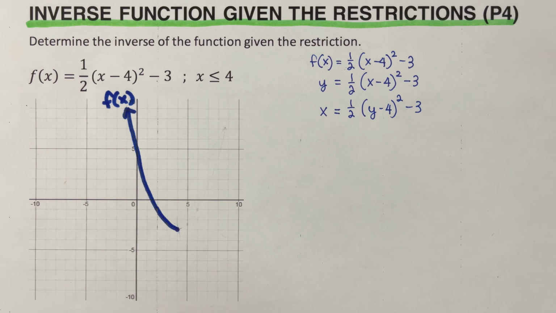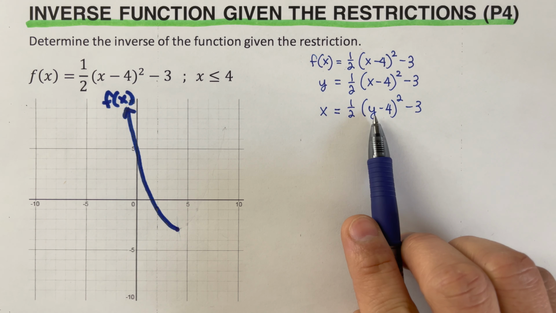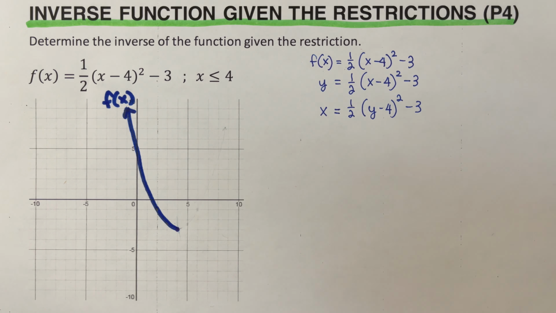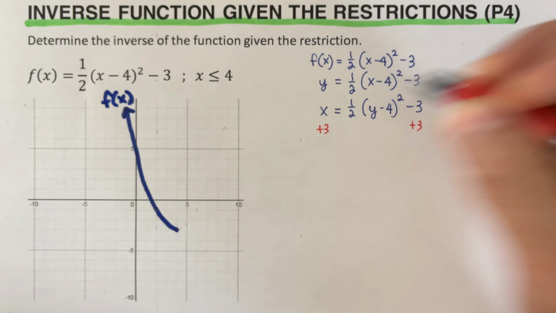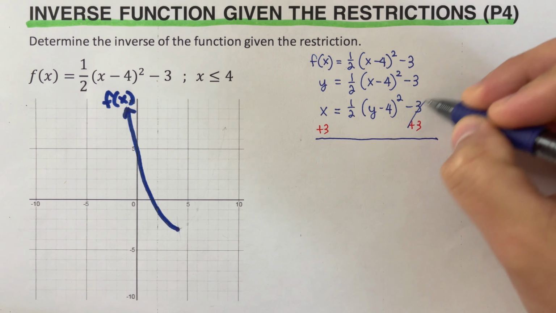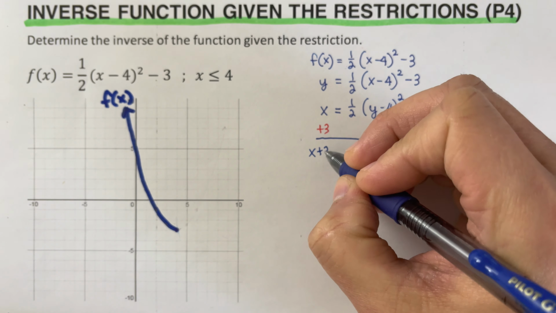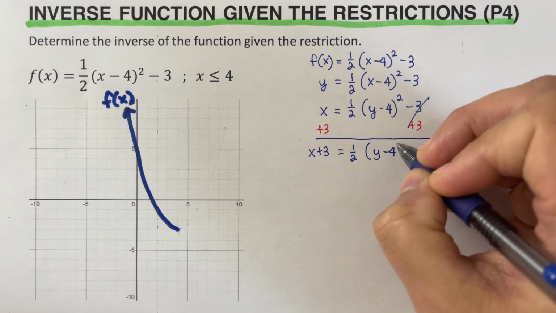Part of this step is to solve for y. So we're going to isolate y by itself. That's our target. So then we can go ahead and add 3 to both sides. Then our equation would come out. We can cross this out. So that is x plus 3 equals 1/2 of y minus 4 squared.